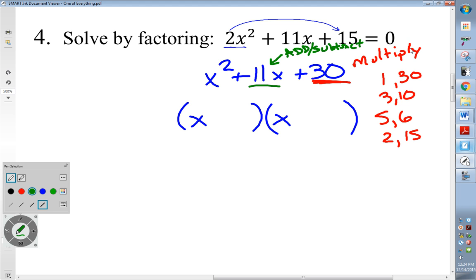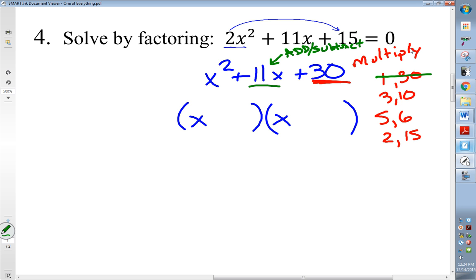All right, so 1 and 30 does not get 11. 3 and 10 could get you 13, but not 11. 2 and 15, again, could get you 13, but not 11. 5 and 6 is the combination I need. x plus 5, x plus 6.